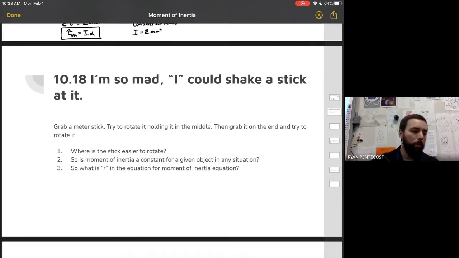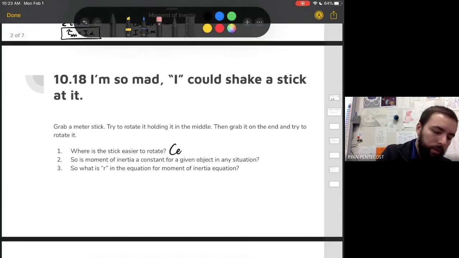Right? So number 1 says, where is the stick easier to rotate? In the middle. And we're going to call that middle center of mass, right? So it is easier to rotate at center of mass.